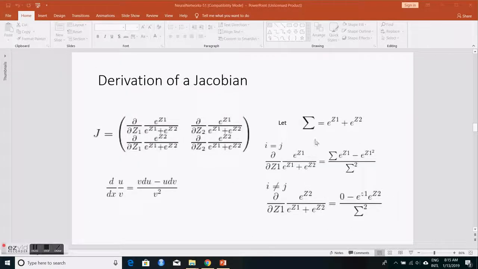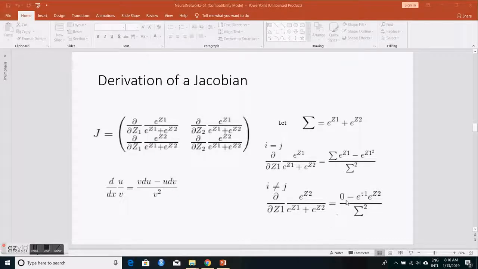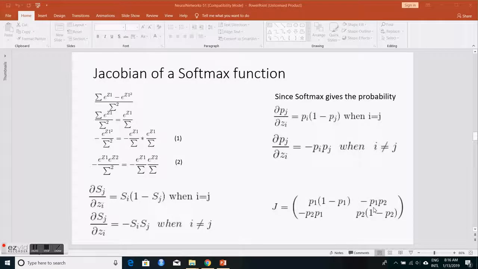Now this term, which we had here when i is equal to j, I can rewrite. I take the first element, e^z1 divided by sigma squared. If I cancel out the sigma here, it will be e^z1 divided by sigma, and the second term, e^(z1) squared divided by sigma squared, I can rewrite as minus e^z1 divided by sigma into e^z1 divided by sigma. And this term, minus e^z1 e^z2 divided by sigma squared, I write as minus e^z1 divided by sigma into e^z2 divided by sigma.